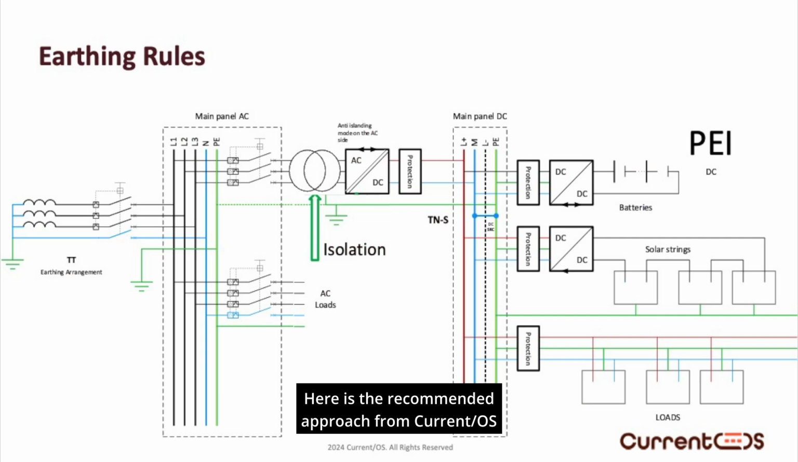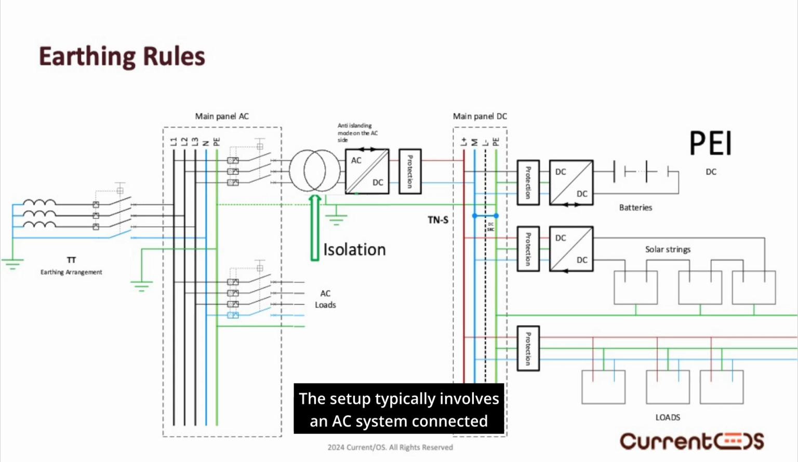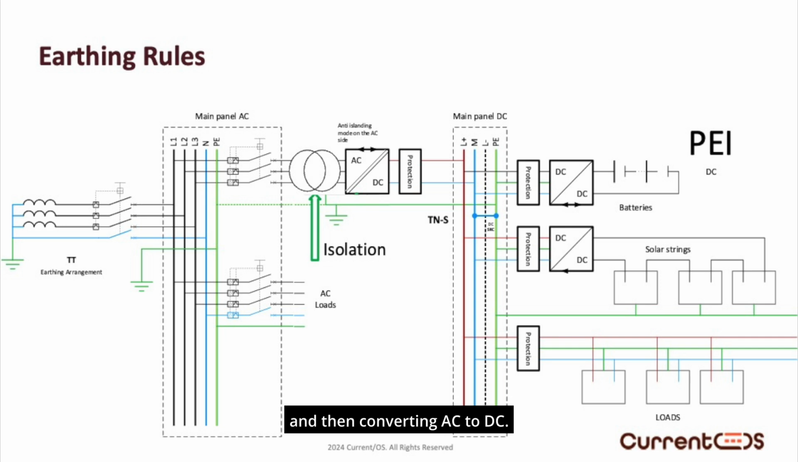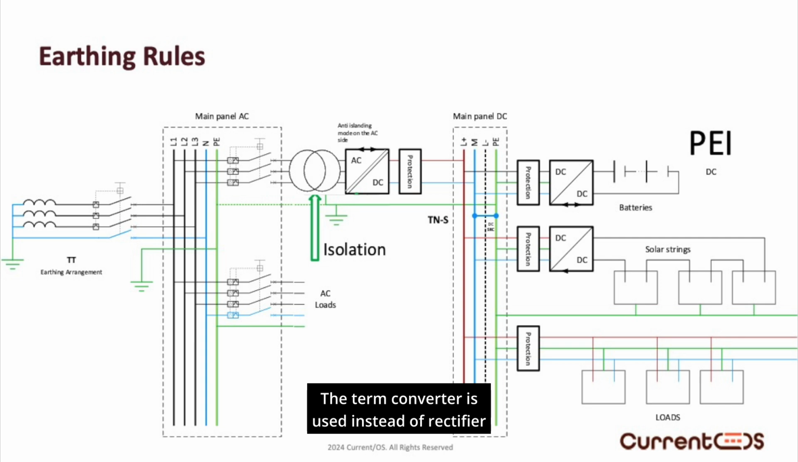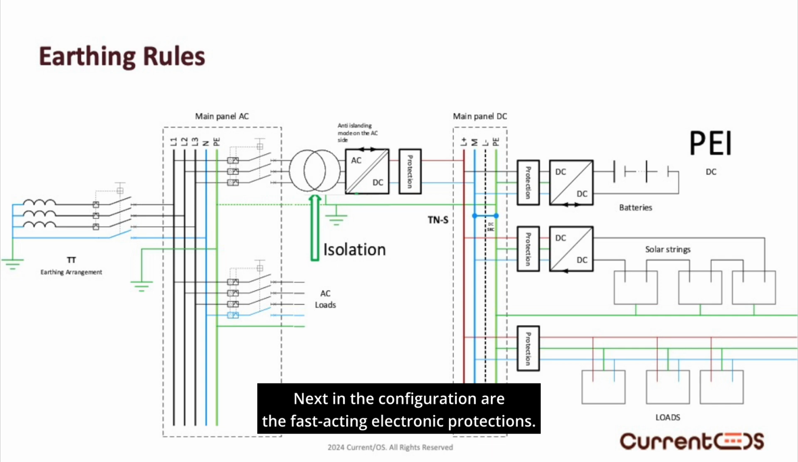Here is the recommended approach from Current OS for connecting to an AC system. The setup typically involves an AC system connected via an isolated converter or a transformer, followed by an AC-DC converter. This configuration is common practice, using a transformer to provide isolation and then converting AC to DC. The term converter is used instead of rectifier because energy flows are bidirectional, allowing power to move both ways when needed. Next in the configuration are the fast-acting electronic protections.